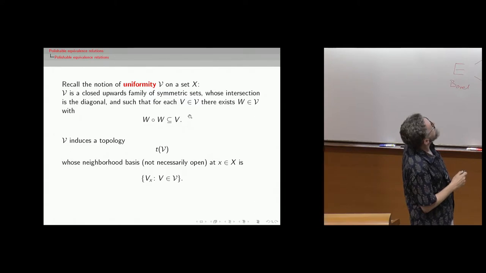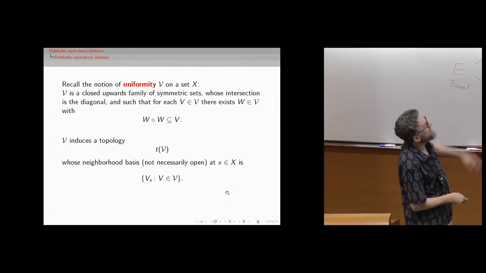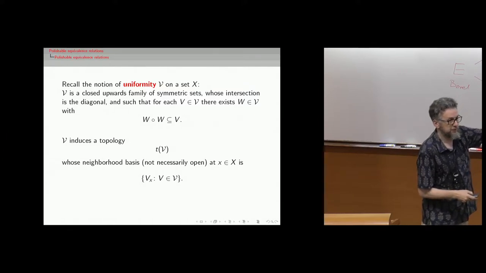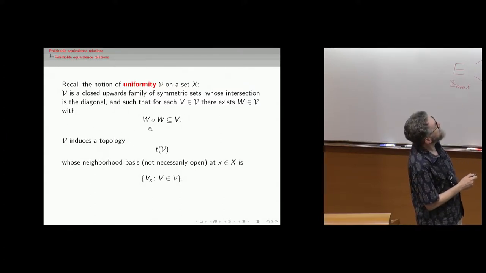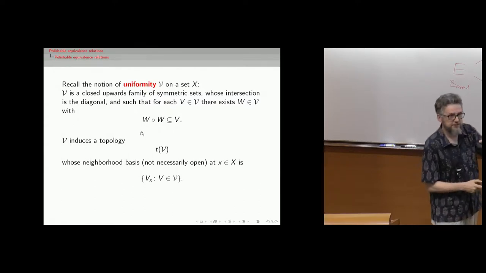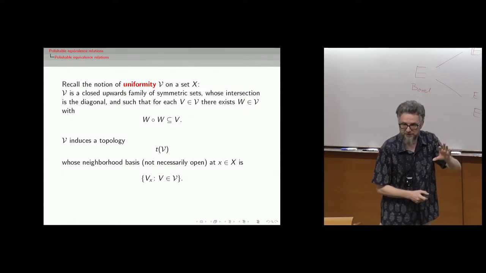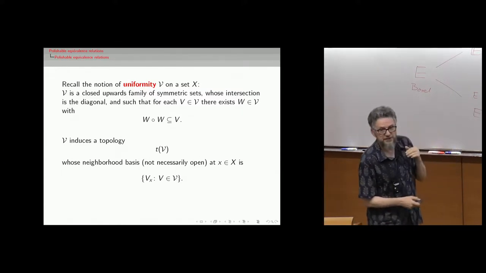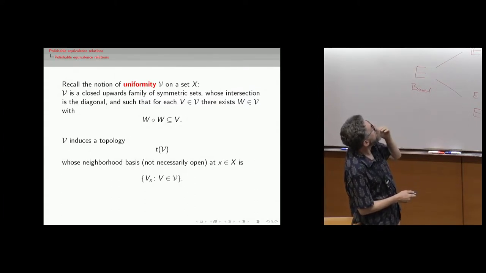And the most important condition is this one here: if I take any element V of the uniformity, I will find another one, W, that's smaller, such that when I compose W with itself, where W is viewed here as a binary relation on X, I end up inside of V. So this is a uniformity notion from the 30s.